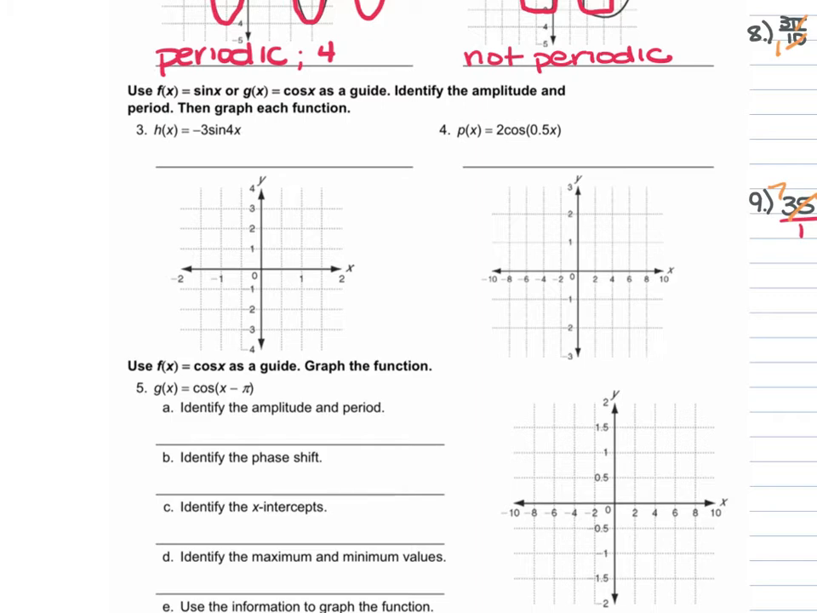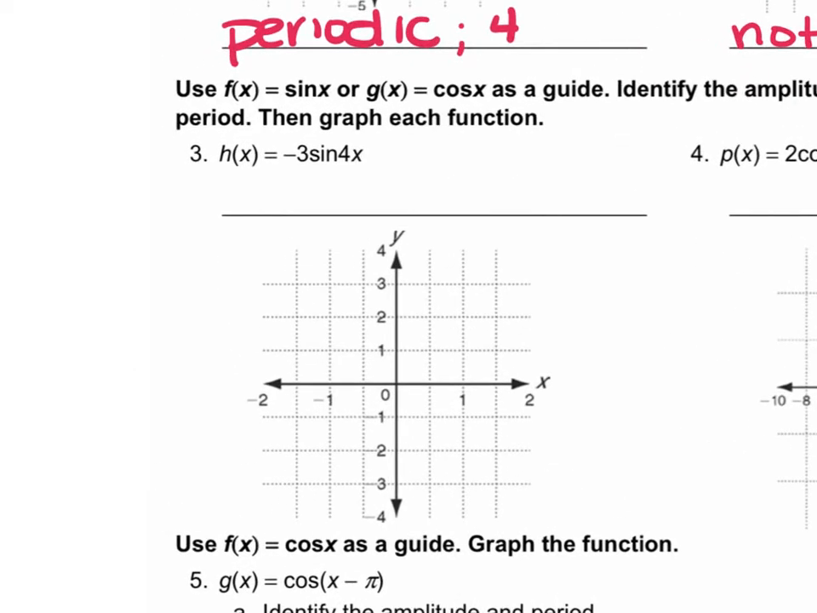For 3 and 4, we're using the graphs of sine or cosine as a guide and identifying the amplitude and period and graphing each function. So for 3, we have an a of negative 3 and a b of 4. So our amplitude is the absolute value of negative 3, which is 3, and our period is 2 pi over the absolute value of b, which is 2 pi over 4, and that gives us pi over 2. So to graph this, our first point is going to be our origin.